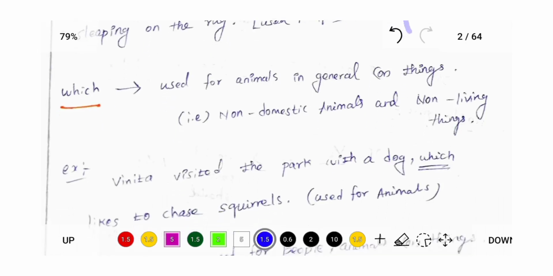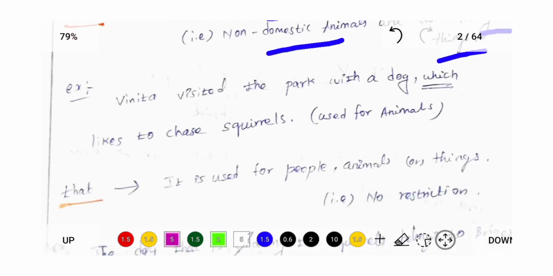Which is used for animals, non-domestic animals, non-living things. Okay, we see the example. Vinita visited the park with a dog which likes to chase squirrels. Here, which is denoting the dog, which is an animal.